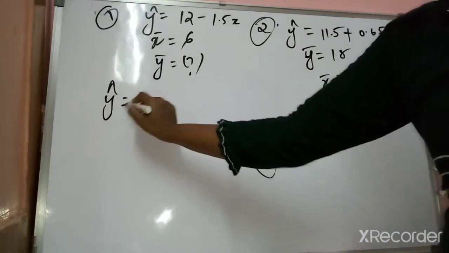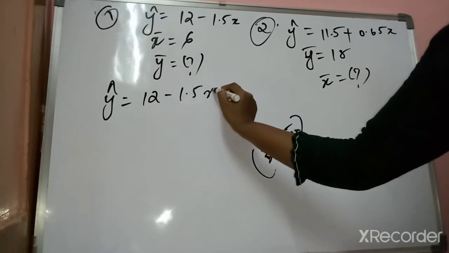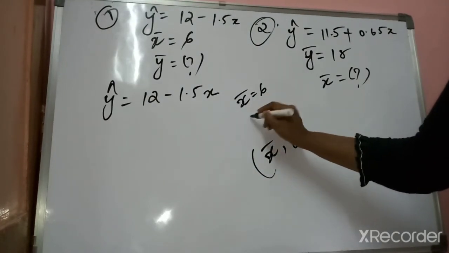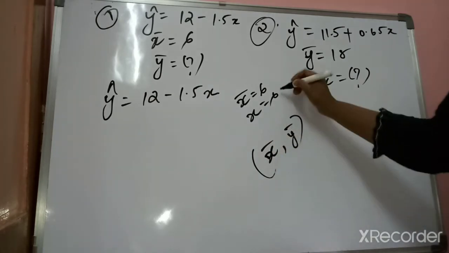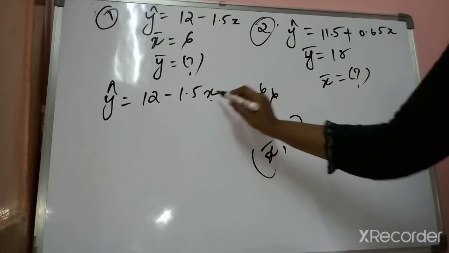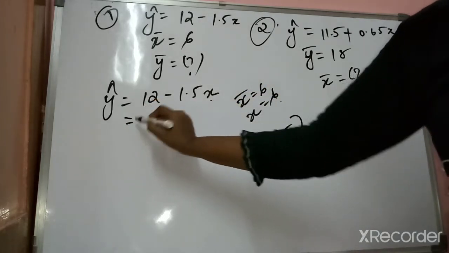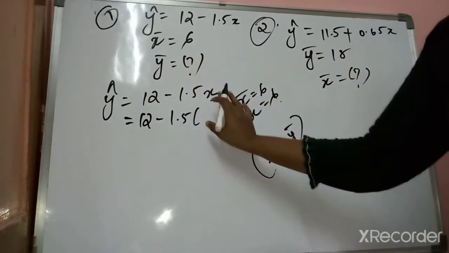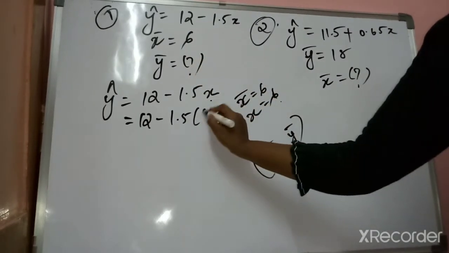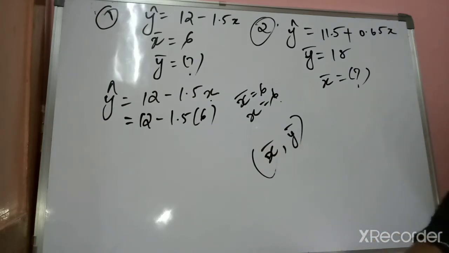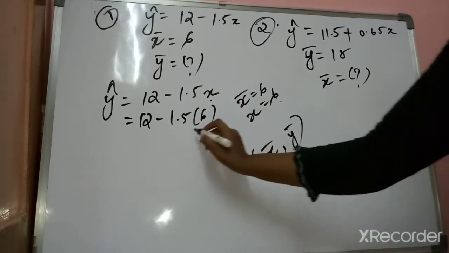Y cap is equal to 12 minus 1.5x. X is given to you. So x bar that is given to you, 6, we are replacing it with x. Okay, so putting the value of x equal to 6, we would get the answer of y bar. So 12 minus 1.5x, see we are putting the value of x equal to 6. So just take your calci and calculate 1.5 multiplied by 6 is 9.